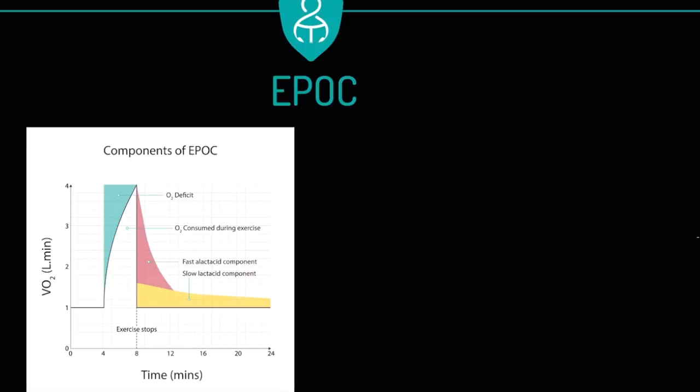Okay, so you must be able to undertake that skill and describe those things, define those things. So what we want to do now is look at the specifics of the fast and slow component. So here we are going to talk about the fast component. It's the pinky salmony bit on the graph.